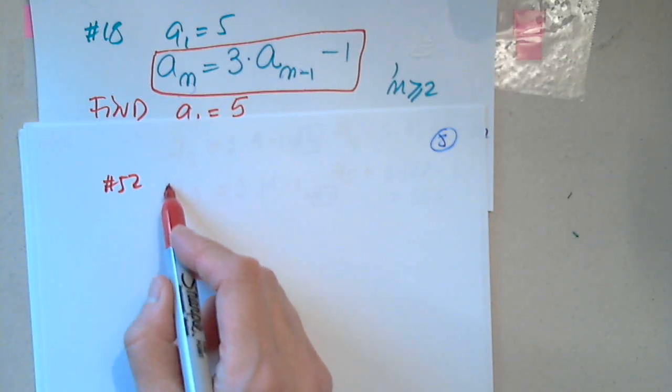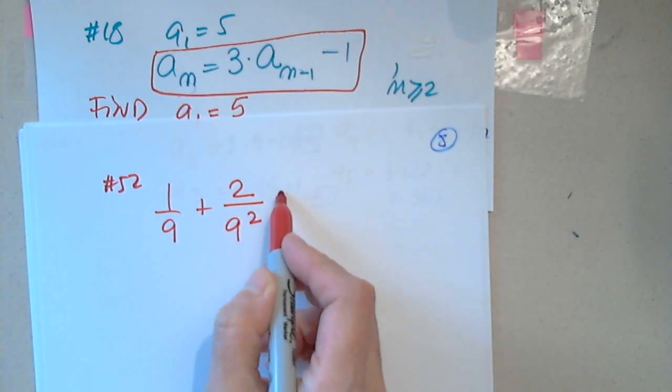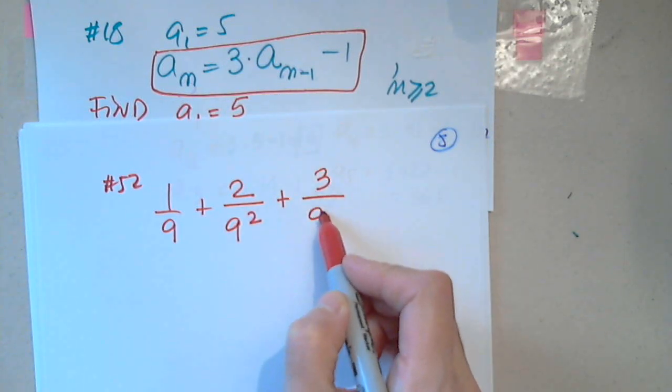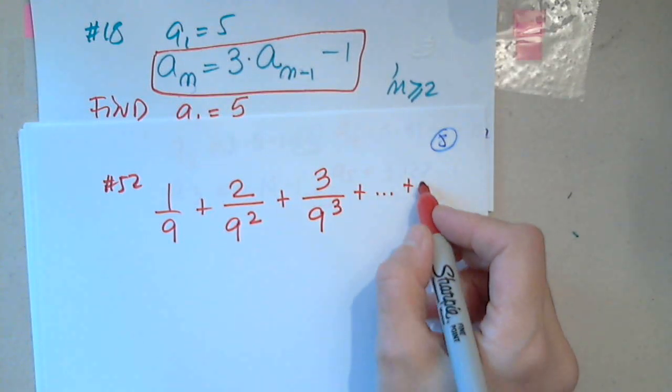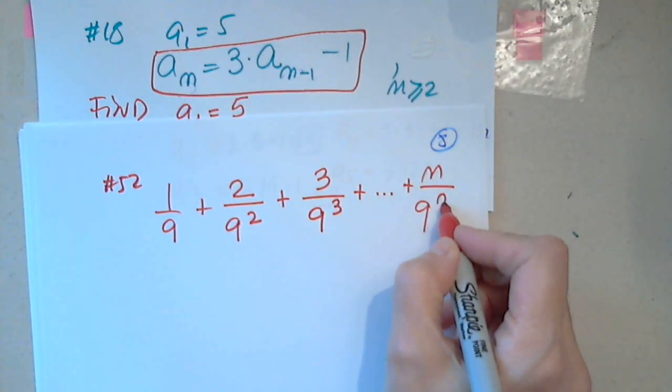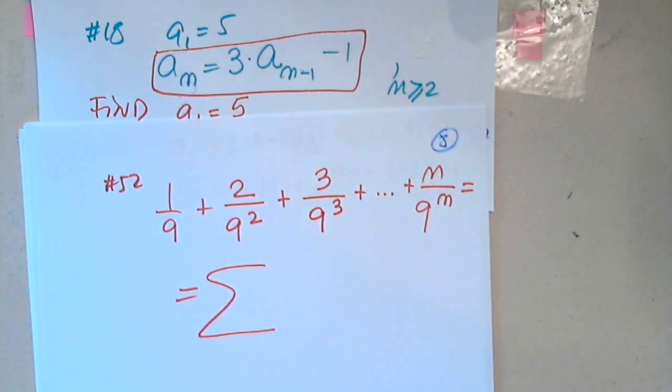In 52, we have 1 over 9 plus 2 over 9 squared plus 3 over 9 cubed plus dots plus n over 9 to the nth power. And all they want us to do is write the summation notation for this. And then we'll have a couple more examples.